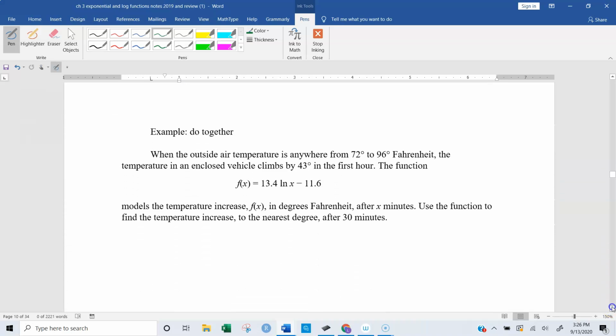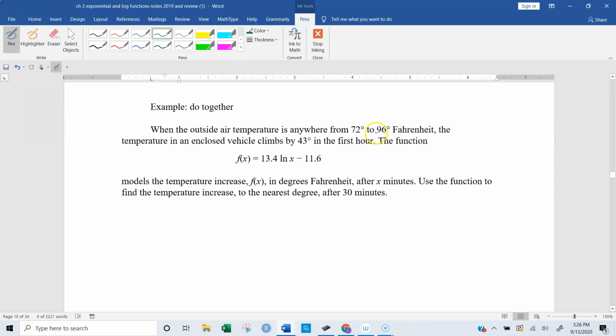So let's go here. We have outside temperature, 72 to 96. Temperatures in an enclosed vehicle incline by 43 degrees in the first hour. So the function, f of x, equals 13.4 times the natural log of x minus 11.6 tells us how much it has increased in an hour, or after x minutes. Use the function to find the temperature increase after 30 minutes. So I'm plugging 30 in for x. So after 30 minutes, how much has the temperature increased? 13.4 times the natural log of 30 minus 11.6.